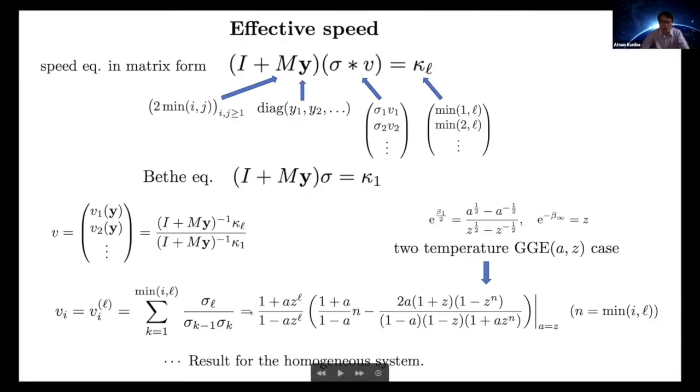Now if I substitute the result of the Y's for the homogeneous case, then the result has this formula, where I probably shouldn't have this. So if you set A equals Z here, then that will be the result. This is a slight generalization to the two temperature GGE case. If I specialize A to Z, then this is the answer. So this is the result for the homogeneous system. By the way, while deriving this formula, we also found this formula with Gregoire and Vincent. And I do not see it in any other literature. So maybe it has some interesting meaning anyway.